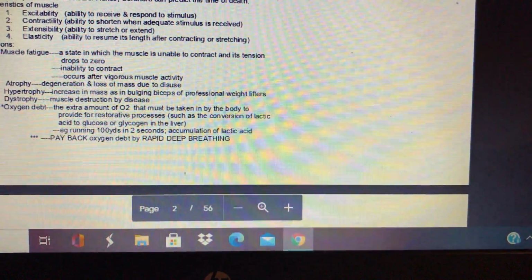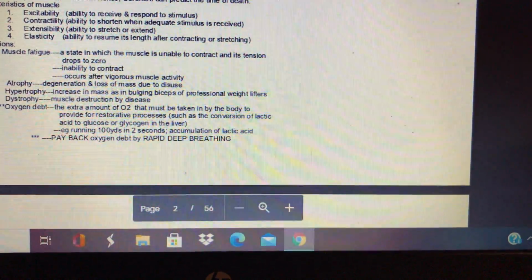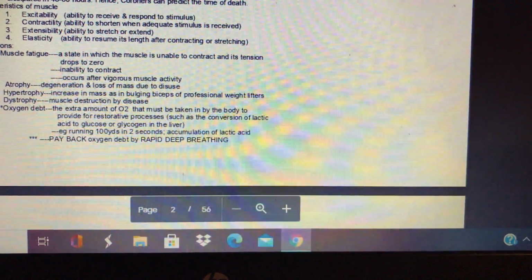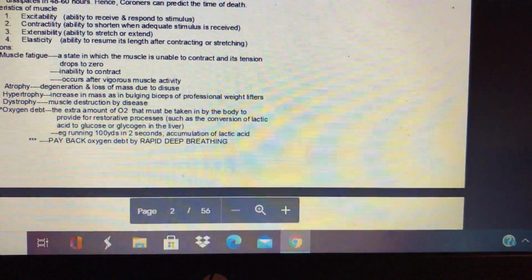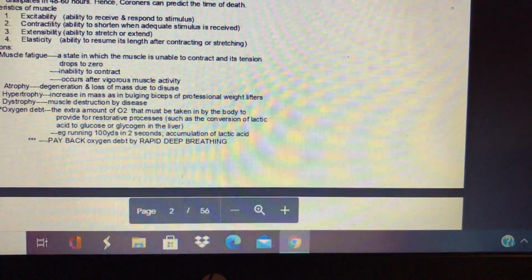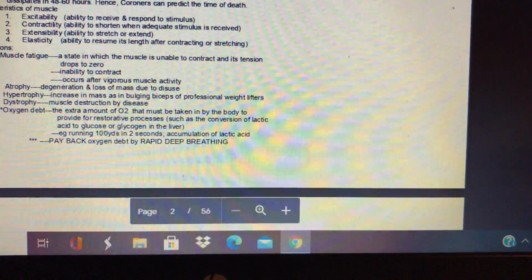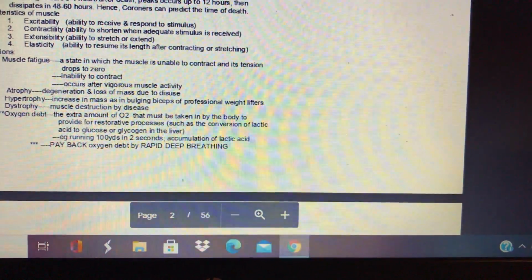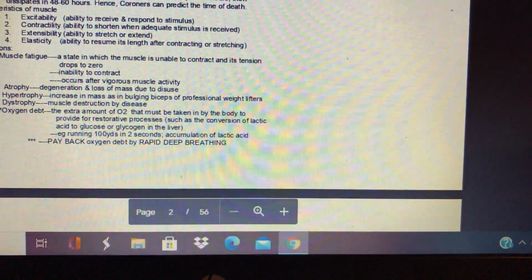If calcium is not released, then muscle stiffening occurs, as in rigor mortis. Stiffening occurs 3 to 4 hours after death, peaks at up to 12 hours, then dissipates in 48 to 60 hours. Hence, coroners can predict the time of death.